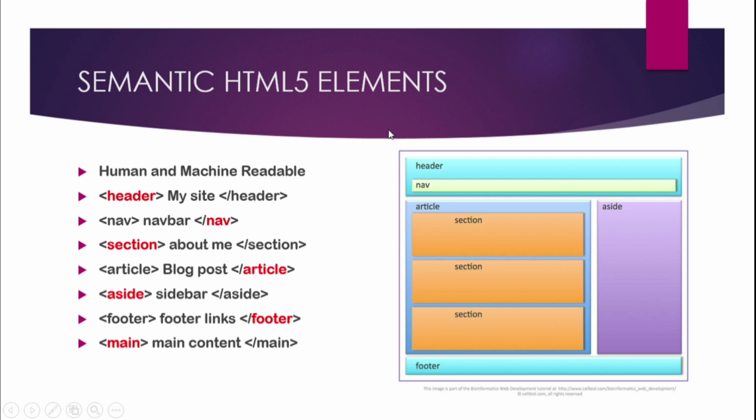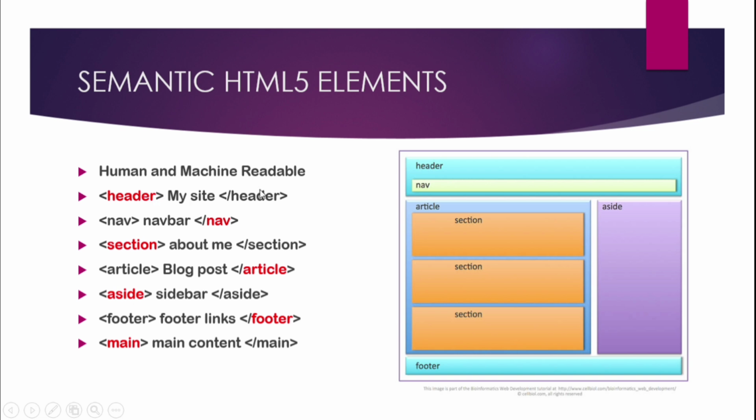So next we have the semantic HTML5 elements. What is this semantic? Semantic means human and machine readable. So we can understand the information, and at the same time the machine can also understand what tags we are mentioning here. You can see header. Header is nothing but the topmost place of any website. So it is one of the human understandable code, right?